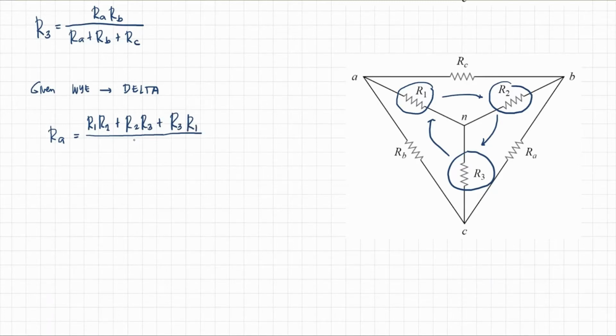And then divide it by the resistance positioned opposite to the resistance you're looking for. So in this case, if you are looking for RA, the opposite resistance in the Y network is R1. So we divide it by R1. Okay, so in summary, again, the numerator should be the sum of the products taken two at a time of the Y-connected network divided by the value of the opposite resistance to the value that you're looking for.